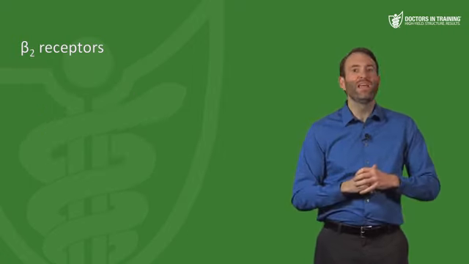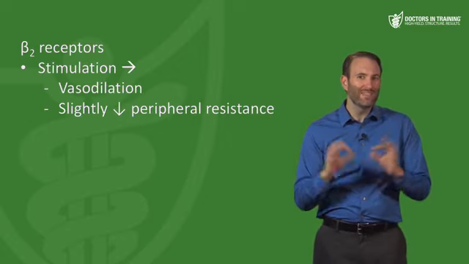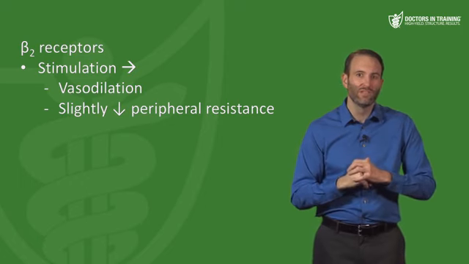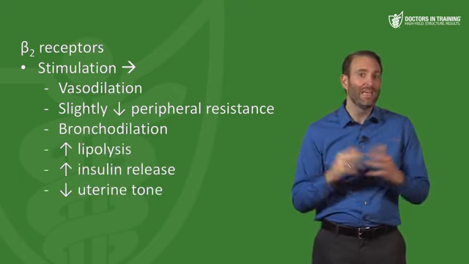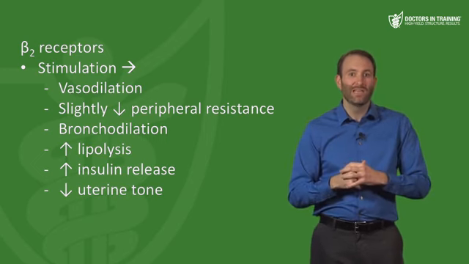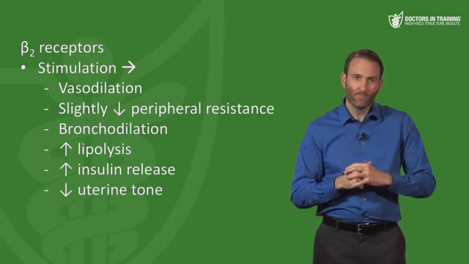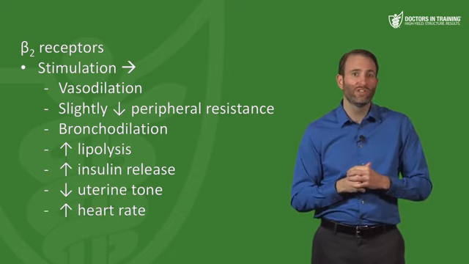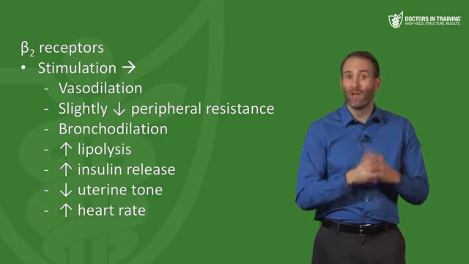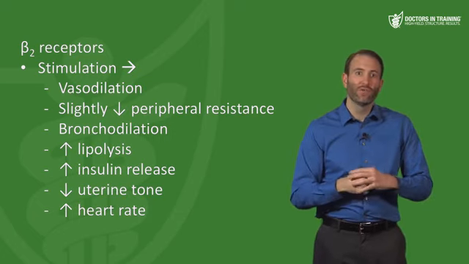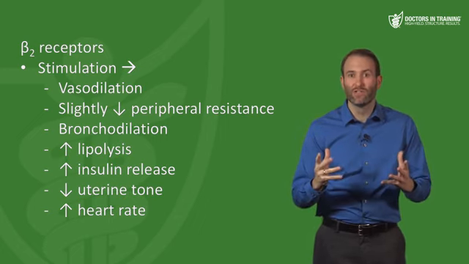And then finally, we have the beta-2 receptor. So that's going to cause vasodilation, which will lead to maybe just a slight decrease in peripheral resistance. More importantly, it's going to cause bronchodilation. You're also going to see increased lipolysis, increased insulin release, and decreased uterine tone, another important one. You also generally see an increase in heart rate, but this is not because of direct stimulation of the heart like with our beta-1 receptors. Here, the heart rate is increasing because of a compensatory response due to that drop in blood pressure from that vasodilation.